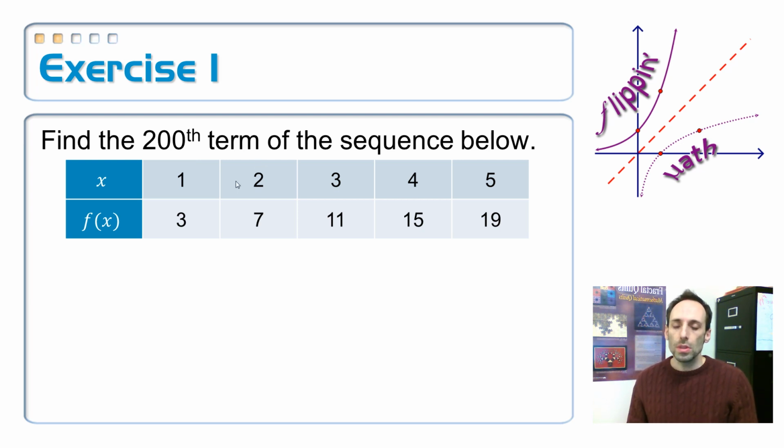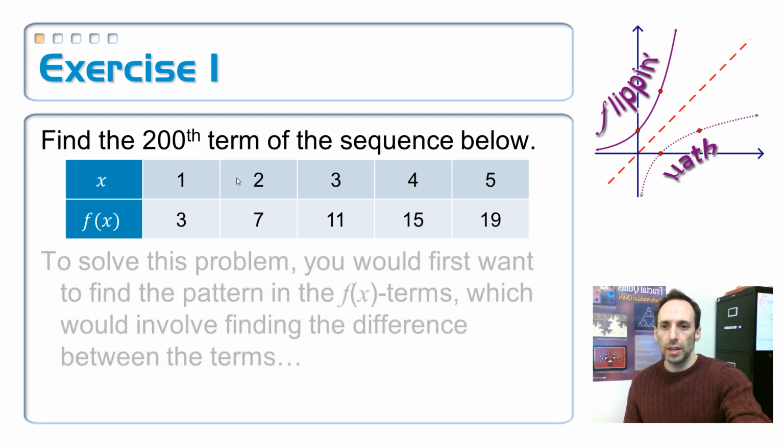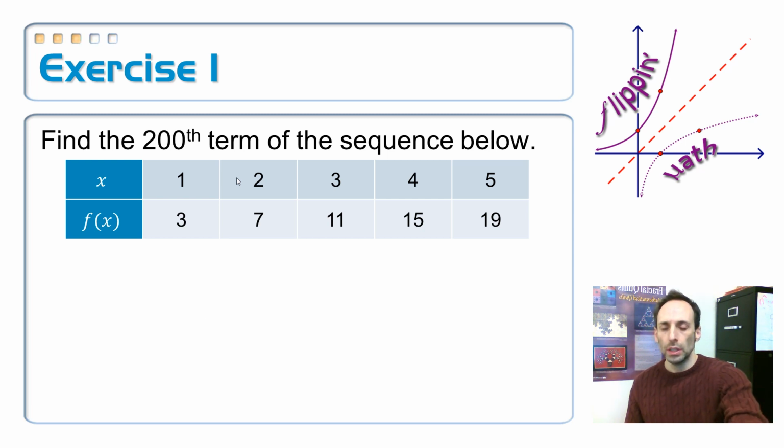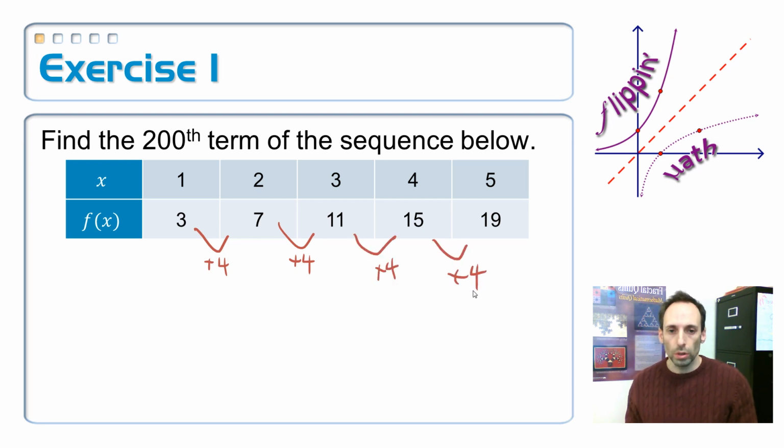A lot less work. So that's what this next slide is saying: to solve this problem, you'd want to find a pattern there in the f of x, or the y values. You want to see what the difference is between those terms. So let's go back for a second. Let's see, what is that pattern? From 3 to 7, I'm going up plus 4. From 7 to 11, plus 4. Plus 4. Plus 4. So I would expect the next one to also go up by plus 4. 19 plus 4, I believe, is 23.